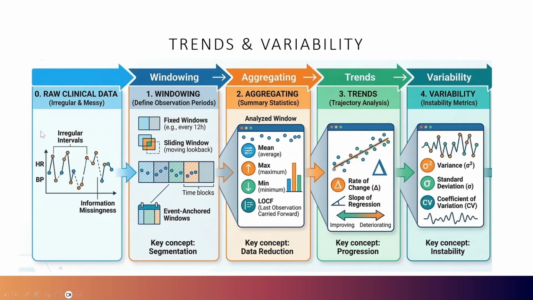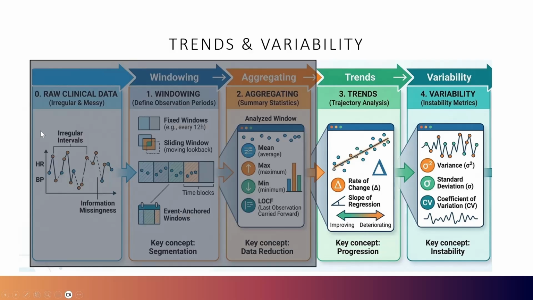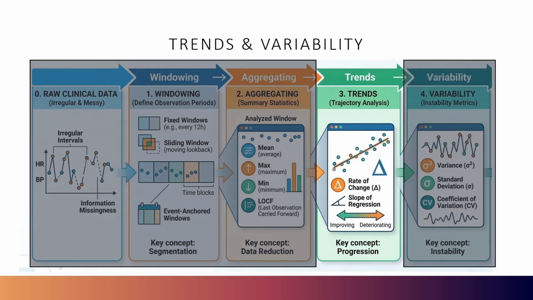How is the patient trending? Our next class of features are called dynamics. The first dynamic is trends or trajectory. We want to quantify the direction and rate of change. By fitting a simple linear regression, we can extract the slope of the line. This gives us a concise mathematical feature quantifying whether the patient is improving or deteriorating.